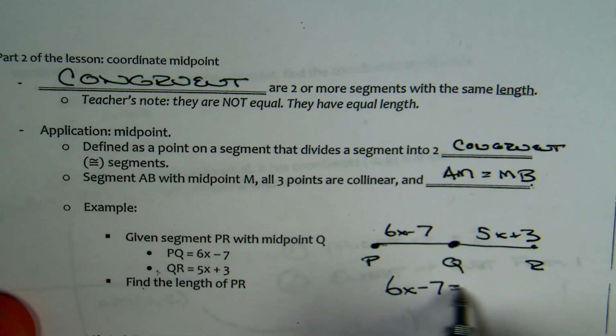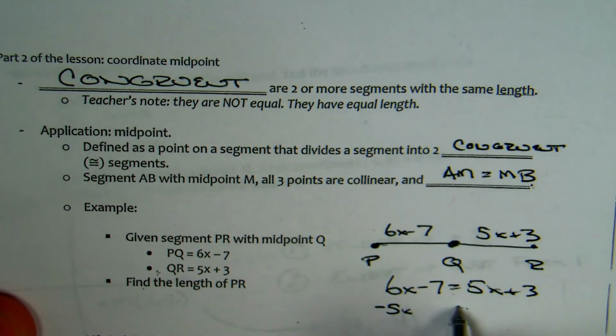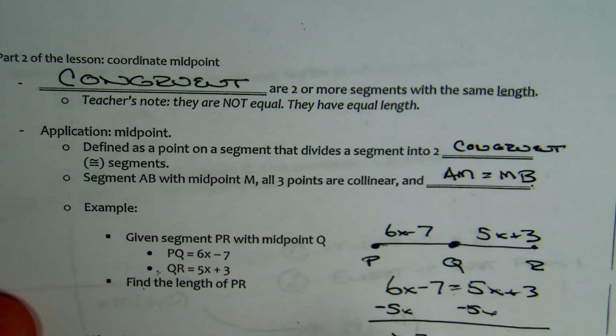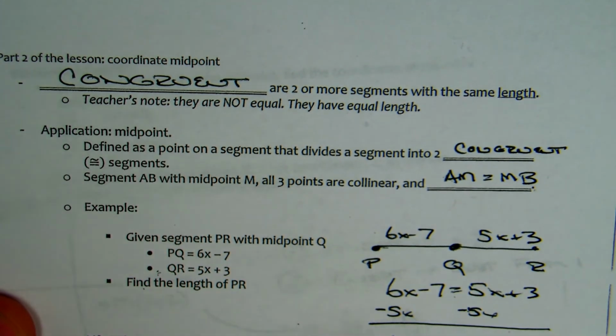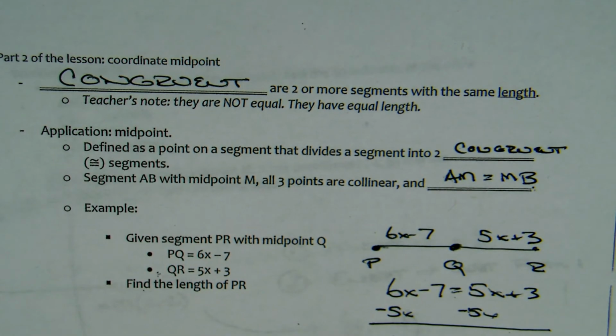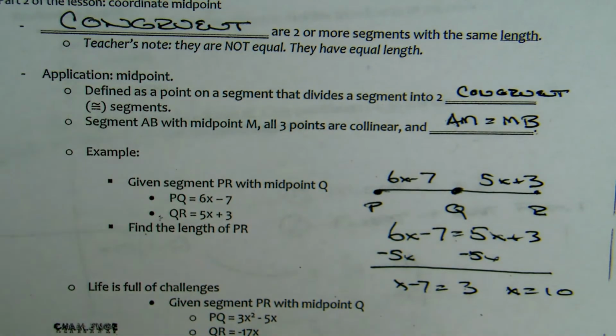So 6x minus 7 equals 5x plus 3, minus 5x from both sides. x minus 7 equals 3. Add the 7 to both sides, and x equals 10. But again, make sure you answer what they asked for. Oops. They didn't want x. They wanted the length of PR.